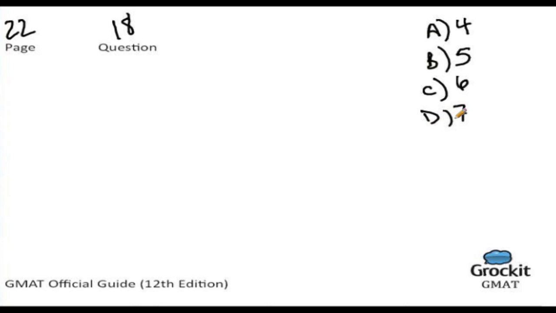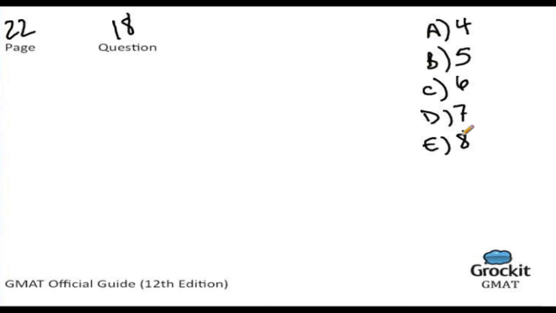Page 22. So if n is the product of the integers from 1 to 8 inclusive, how many different prime factors greater than 1 does n have? And our choices are A, 4, B, 5, C, 6, D, 7, and E, 8. I'm going to write them as numbers because it saves a little bit of time.